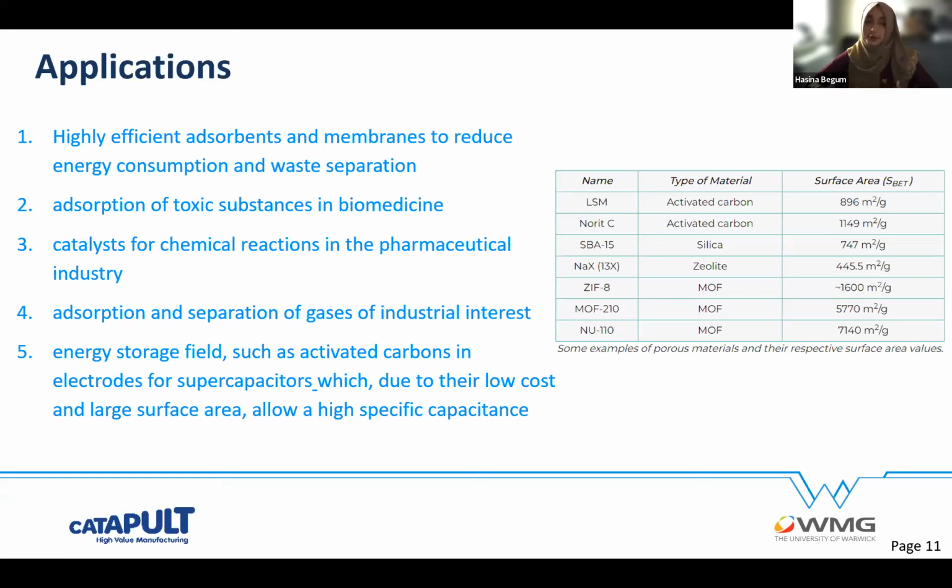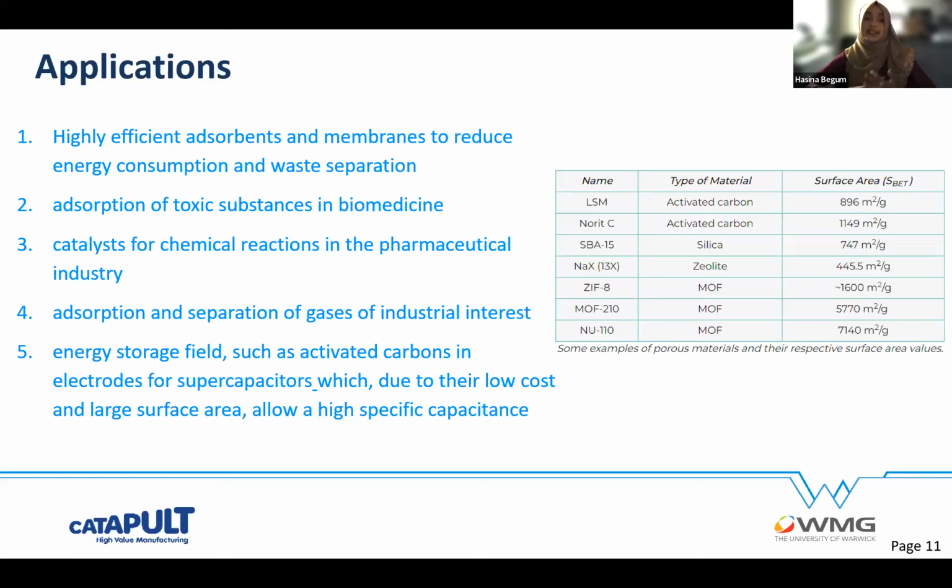So when you have a material that's hydrophobic or has a high adsorption, it means that anything that is attracted to the surface of the material, we call it adsorb, because this all happens at the surface. It adsorbs everything on the surface, and so nothing is able to actually be absorbed within the material. And this is really beneficial if we wanted to use these materials in applications like biomedicine, to prevent things like toxic substances from entering the body. They're also great as catalysts for chemical reactions in the pharmaceutical industry.